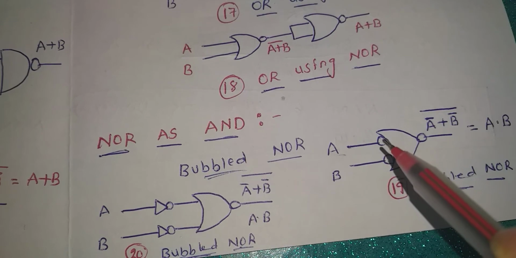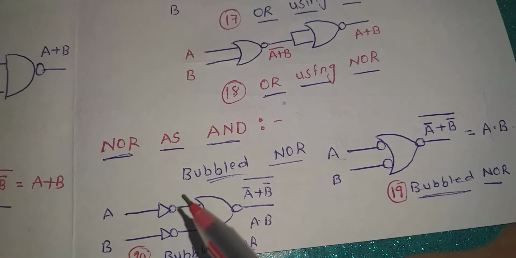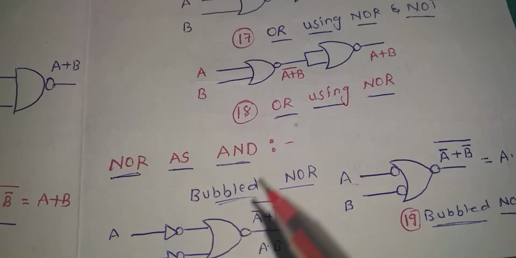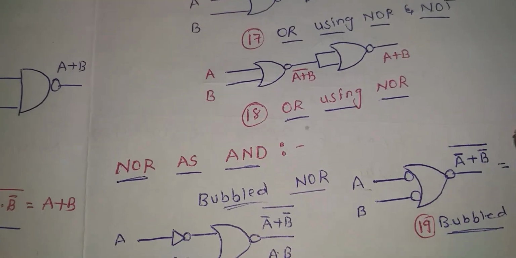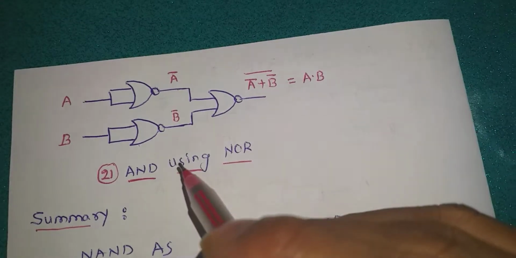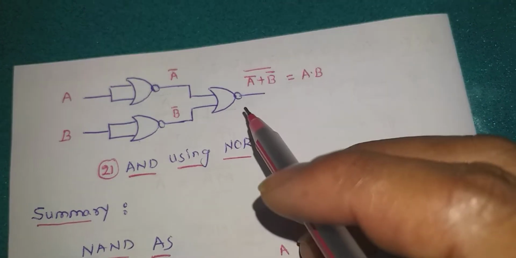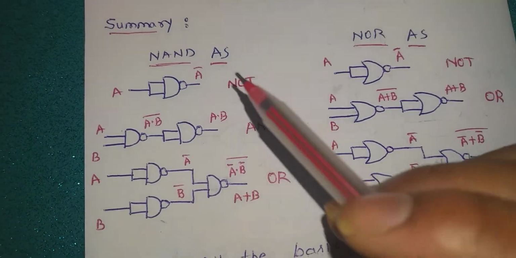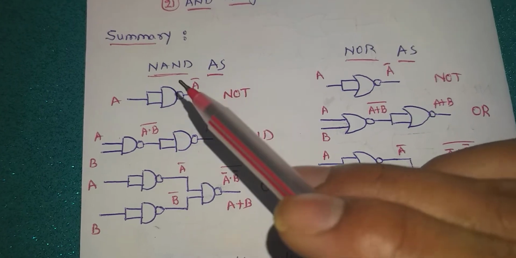Then this bubble is going to be replaced with NOT gates. Now we know that the NOT gates are going to be replaced with 2 input NOR gates by just tying the inputs together, just like this. If you observe this, you can easily tell that this is the AND gate using NOR gates. Is it clear?